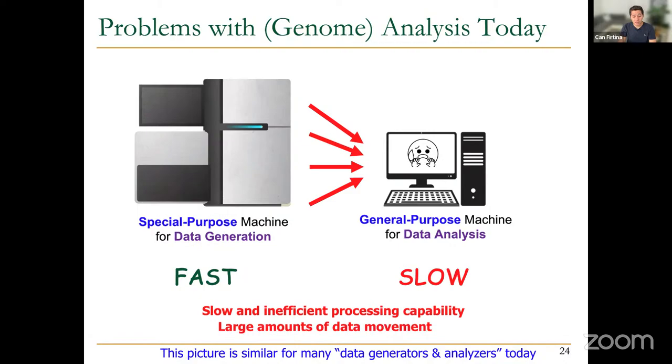But the problem is that we're using a general purpose machine, for example, computers with commodity hardware, such as GPUs, right, or CPUs. They are not really designed to analyze the sequencing data, right? Specifically, they are not designed to analyze that particular data because they really don't know the bottlenecks and also the trend of the computation, so that they could build their hardware and also even co-design their software to analyze this particular data extremely efficiently in terms of, let's say, energy, also in a very fast way, also by still being accurate. So then this leads to slow and inefficient processing capability with large amounts of data movement across the computation stack, right?